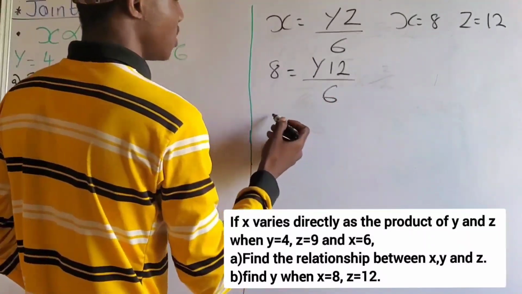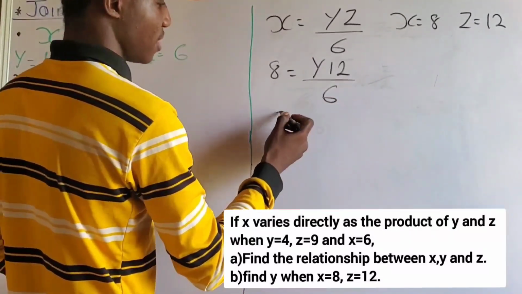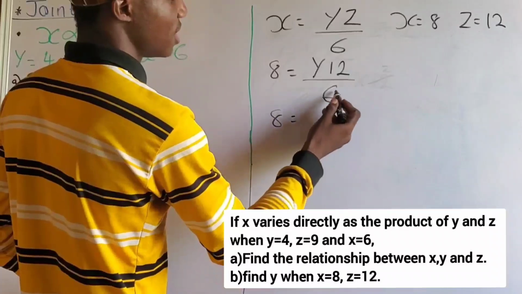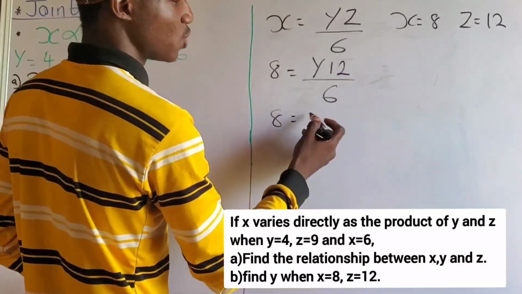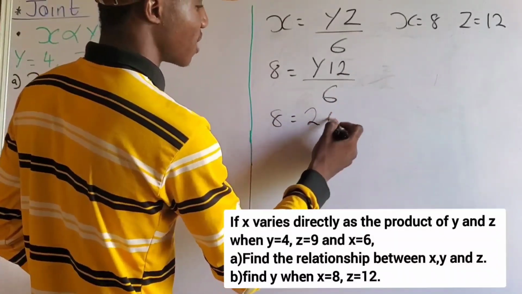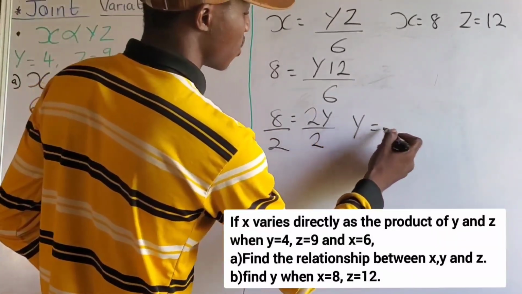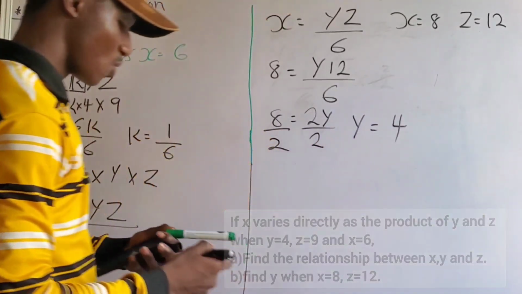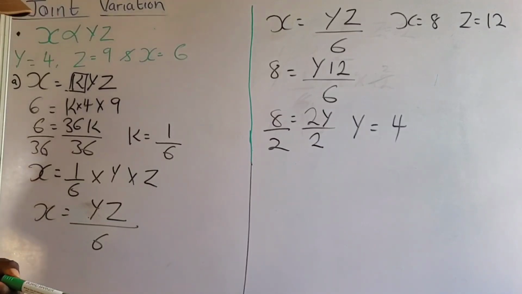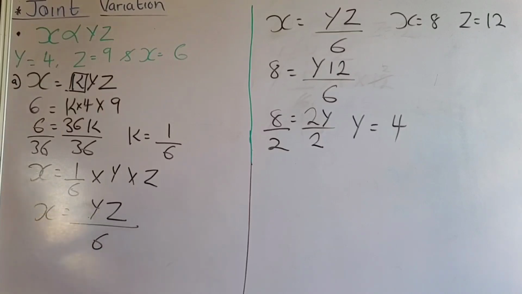So I'm going to have 8 equals y multiplied by 12 all over 6. Now 6 in 6, 6 in 12 is 2. I'm going to have 8 equals 2y. Divide both sides by 2, y equals 4. So when x equals 8 and z equals 12, the value of y is 4. Do you understand? Let's proceed to the next question.